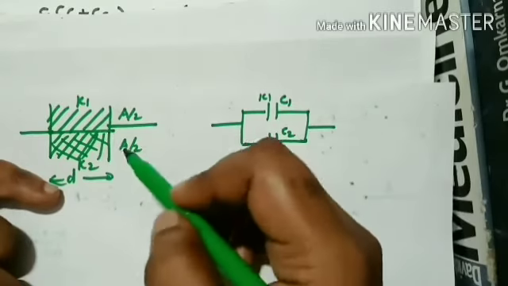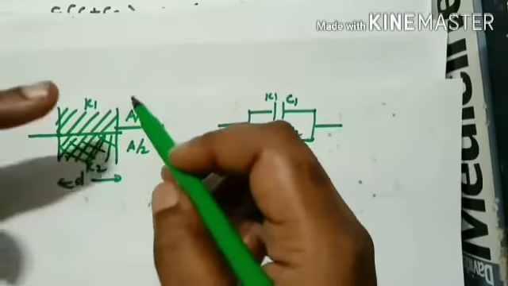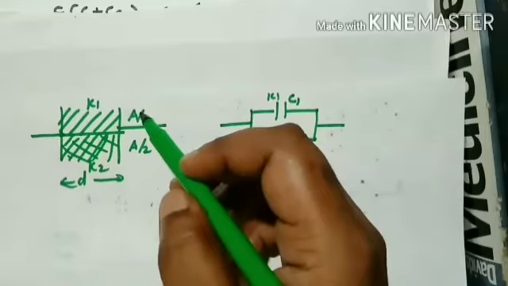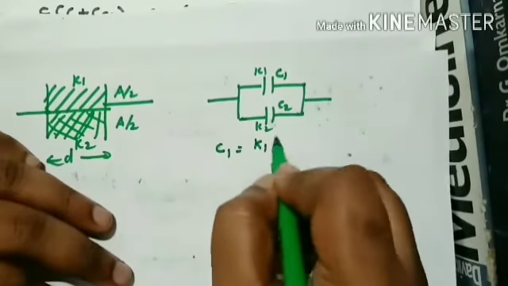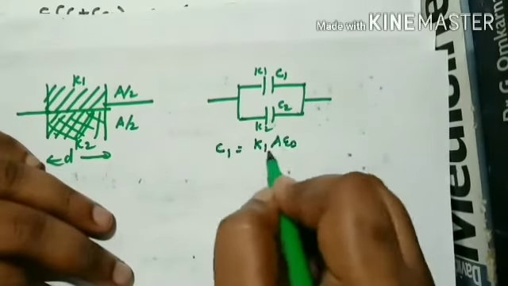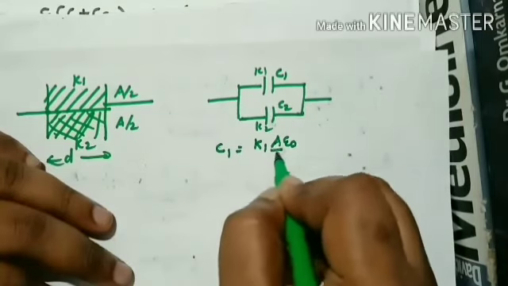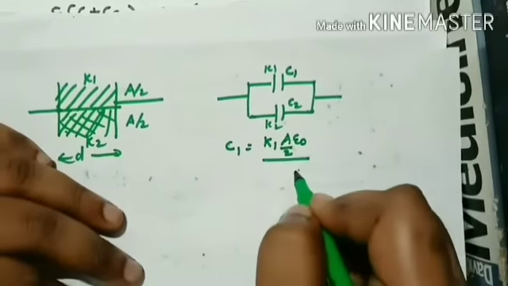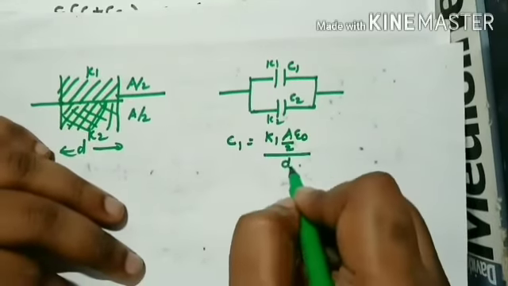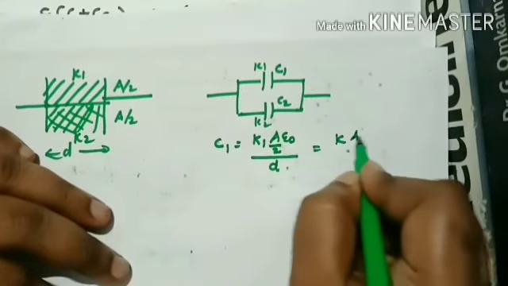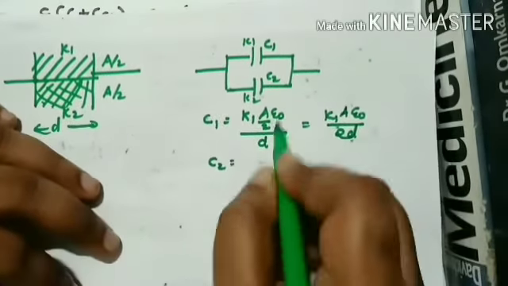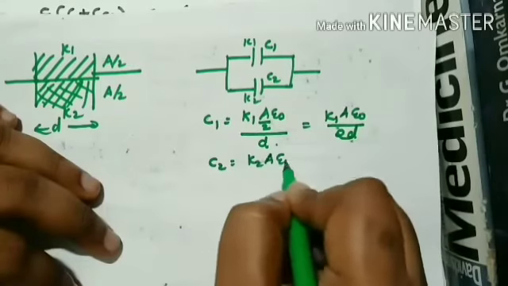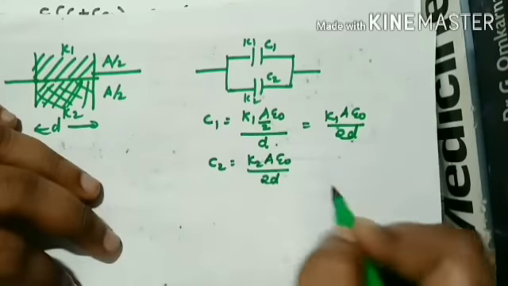What happens here? Here the distance is not halved, the area of the plate is halved. So again C1 will become K1 A epsilon naught, but in place of A you are supposed to write A by 2 divided by D, or I can write K1 A epsilon naught by 2D. What will be C2? C2 is K2 A epsilon naught by 2D, that is A by 2 here.